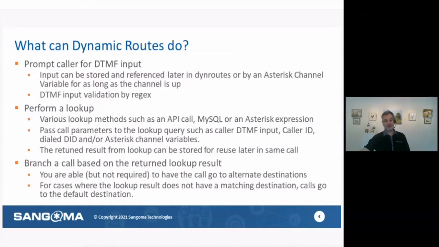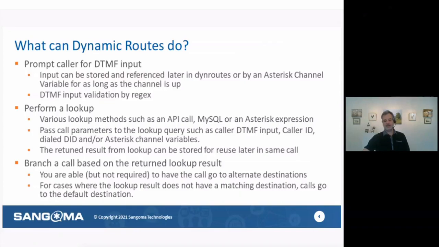Let's talk about what Dynamic Routes can do. You can play a recording to the caller and get DTMF input back from the caller. You can store that DTMF input into a Dyn route or Asterisk channel variable, and you can reference that later in the same call, either in this dynamic route, in another dynamic route that the call changed to, or in some other method at any point while the channel is up.